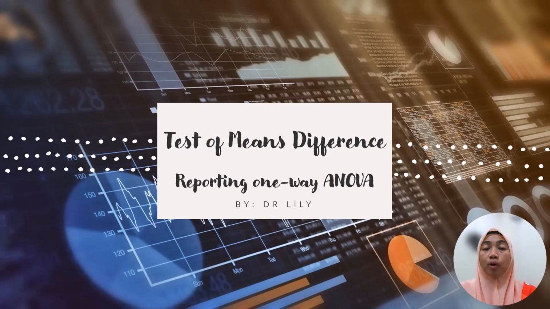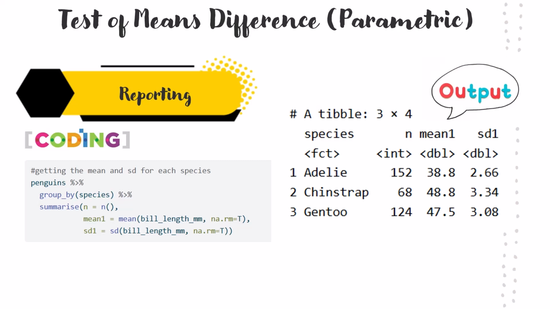Difference for reporting one-way ANOVA. In this topic, we discuss how we report our output. Based on the coding here at the left-hand side, we have code for getting the mean and standard deviation for each species. We call the data frame penguin and then use the pipe sign here. Then we group by the species and summarize. And then we get the output at the right-hand side.